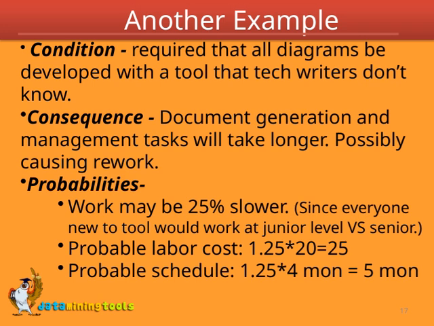We estimate that work could be about 25% slower. This makes sense because everyone new to the tool would initially work at a junior level, whereas more experienced team members would work faster. As a result, the probable labor cost increases. If we assume the original effort was 20 units, multiplying that by 1.25, which accounts for the slowdown, gives us about 25 units of work. Similarly, the schedule might extend from 4 months to approximately 5 months, again scaled by this 1.25 factor.